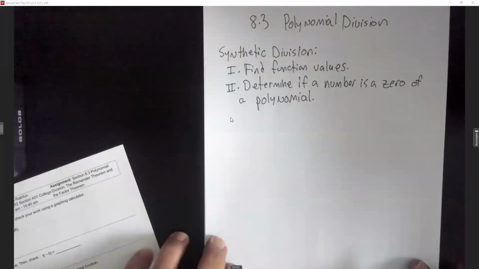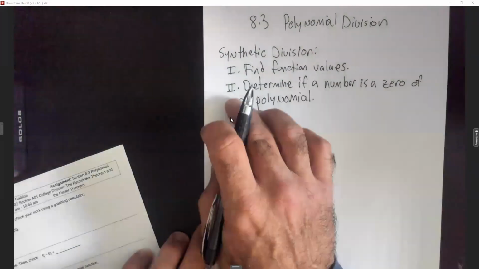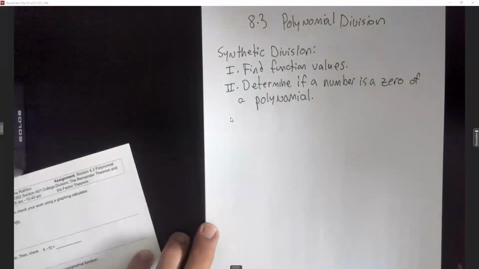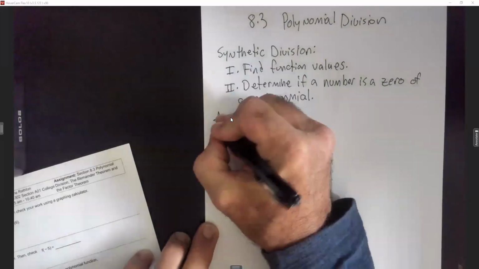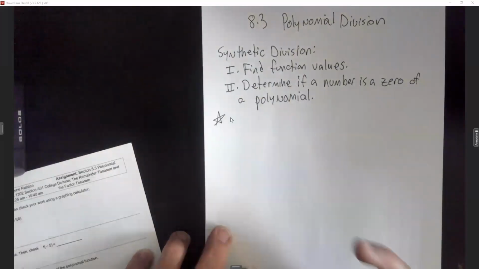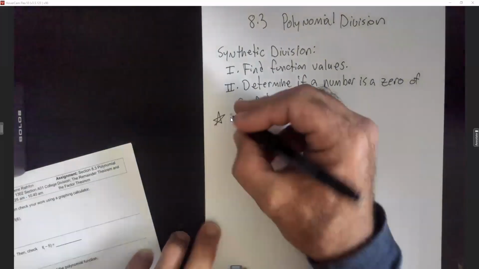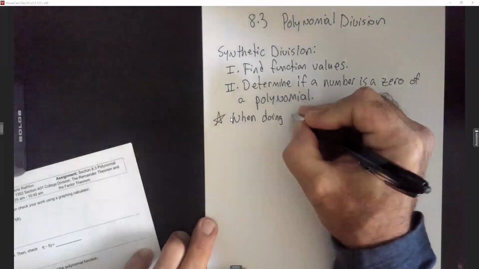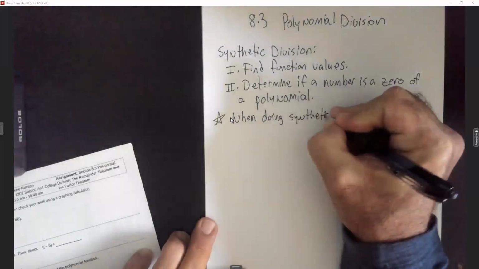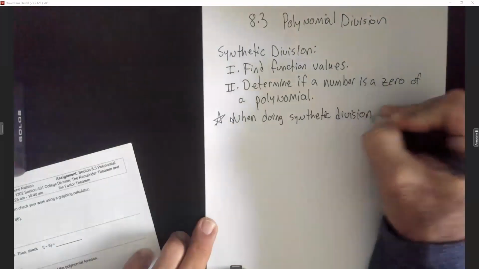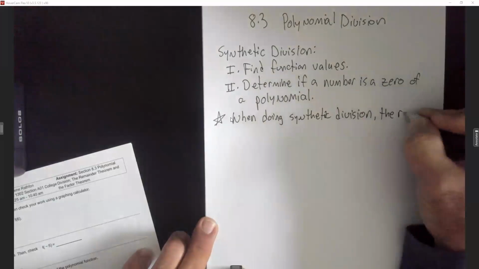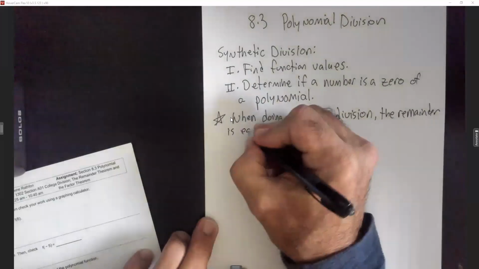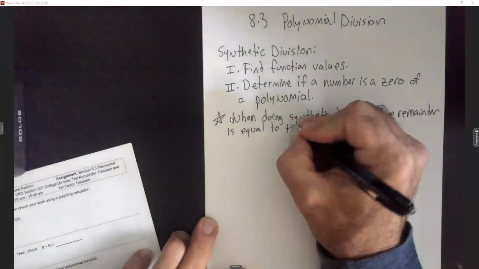Alrighty, so I'm going to work an example while I explain how to do synthetic division because it's sort of tricky. So the first thing I'm going to write is a note about finding function values on this, okay? So we got a little rule that says that when doing synthetic division, the remainder is equal to the function value.